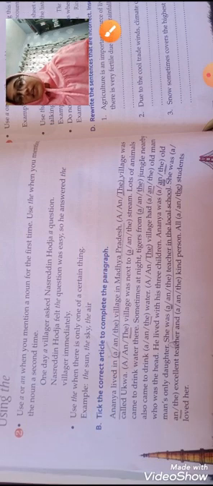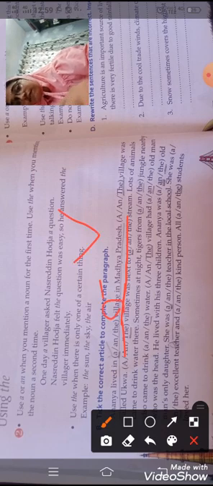Okay, tick the correct article to complete the paragraph. Ananya lived in dash village. So my dear students, you can see here village in Madhya Pradesh. So after dash the first letter is V. V for village. Is it a consonant or an article?